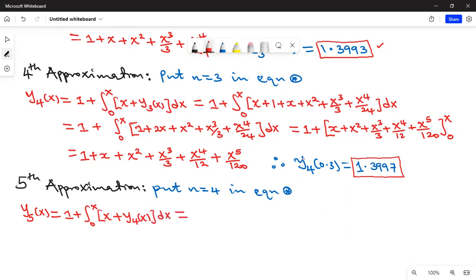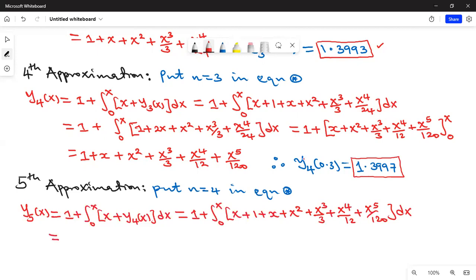So this should give us 1 plus the integral from 0 to x of x plus our y4, which was 1 plus x squared plus x cubed over 3 plus x raised to 4 over 12 plus x raised to 5 over 120. Integrate with respect to x.